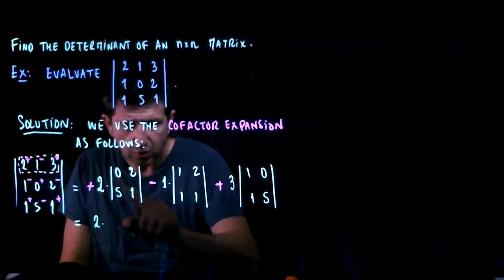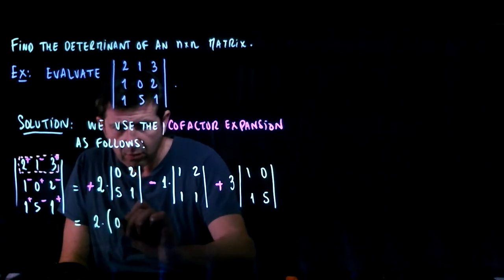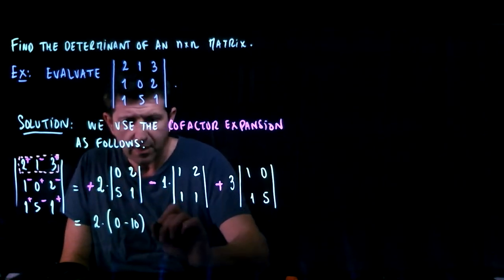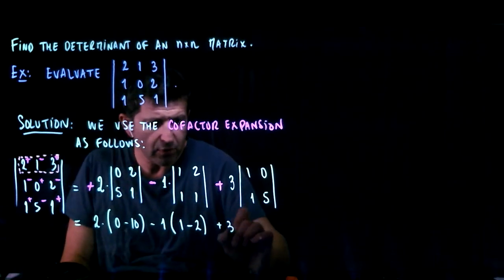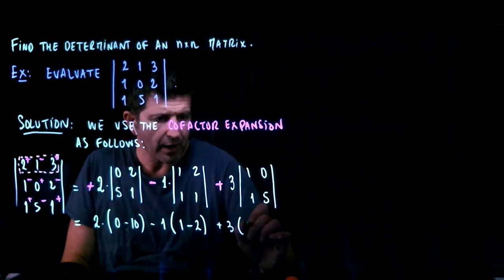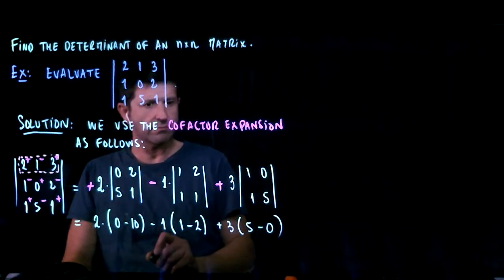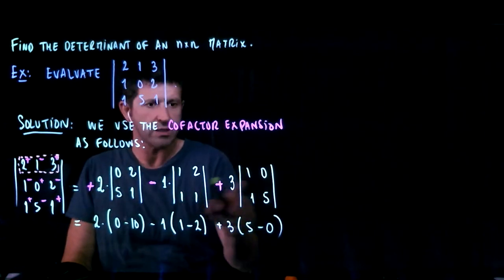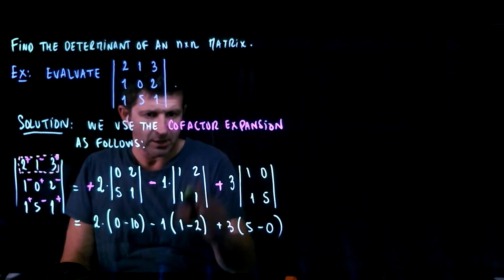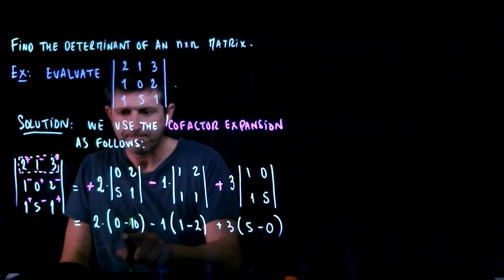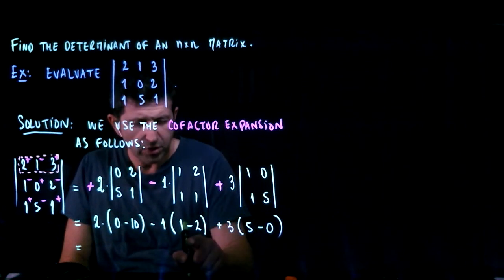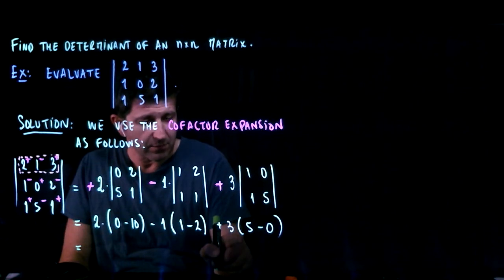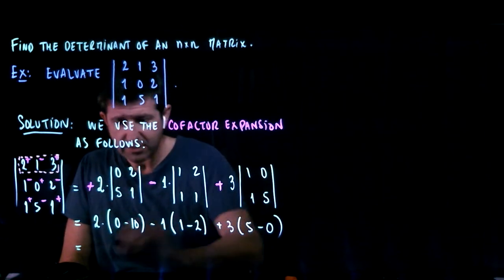2 times 0 minus 10, then minus 1 times 1 minus 2, and then plus 3 times 5 minus 0. I'm just applying AD minus BC here, AD minus BC, AD minus BC, that's what I get. So I get negative 20 plus 1 is negative 19, and negative 19 plus 15 is minus 4.